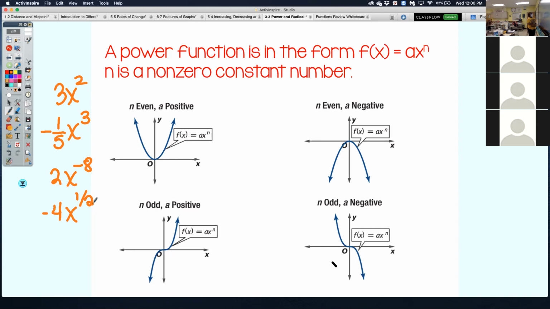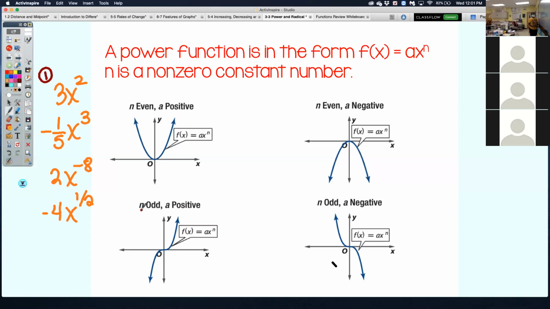Okay? Think about this very first one that I wrote. This is a quadratic, 3x squared. Your a is positive and your exponent is even, so it's going to look somewhat like this. But that also applies to anything raised to the 4th power or the 6th power or the 8th power. Both ends are going to be up if a is positive. Both ends are going to be down if a is negative.